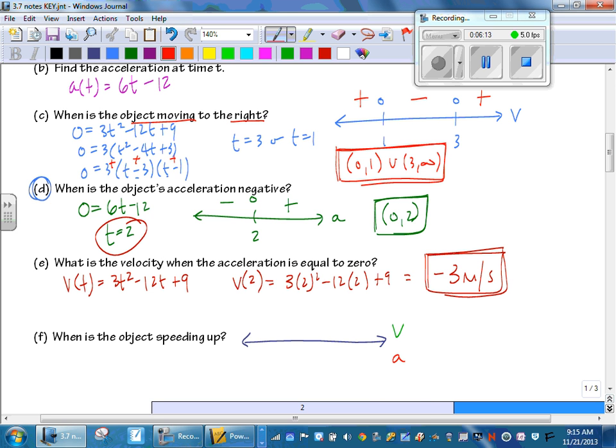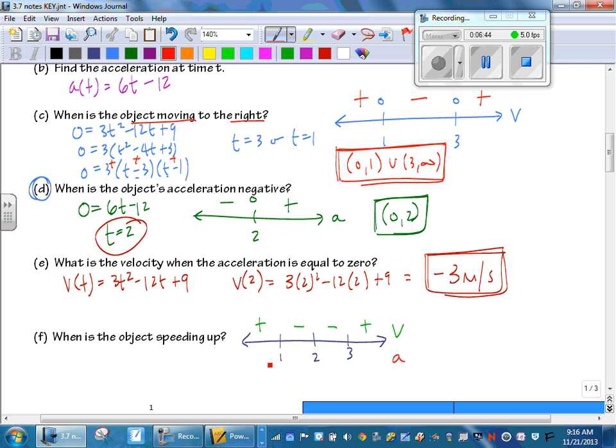Alright, so on our number line, we had 1 and 3 from our velocity number line, and then we had 2 from the acceleration number line. So with velocity, we saw that velocity was positive when it was less than 1, so it's going to be positive over here. Negative from 1 to 3, so negative in both of these little spots. And then positive when t was greater than 3.